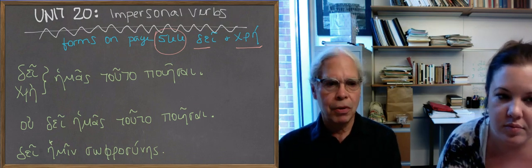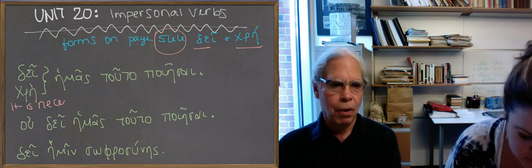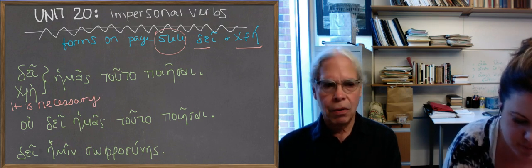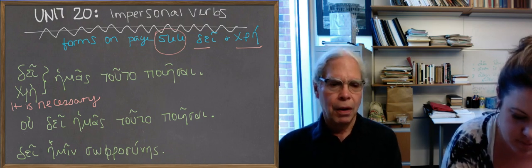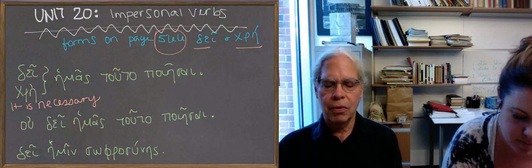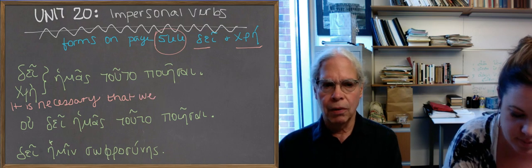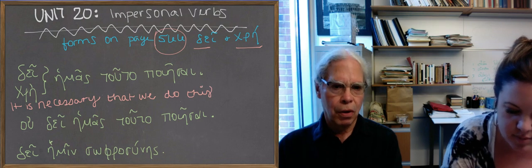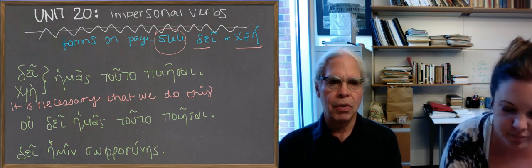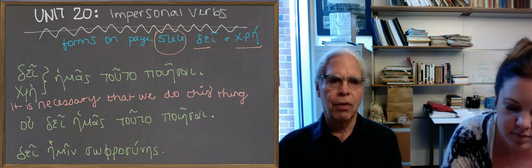What we do in English is we say it is necessary that somebody do something, or we say it is necessary for someone to do something. You can see both of those constructions in Greek. The book emphasizes the former one. That is, when you say it is necessary that someone do something, what you've got is an embedded sentence, and these verbs both take accusative and infinitive constructions. So de hemas tuto poiesai, or chre hemas tuto poiesai, means it is necessary that we do this thing. Or you could also translate it, it is necessary for us to do this thing.